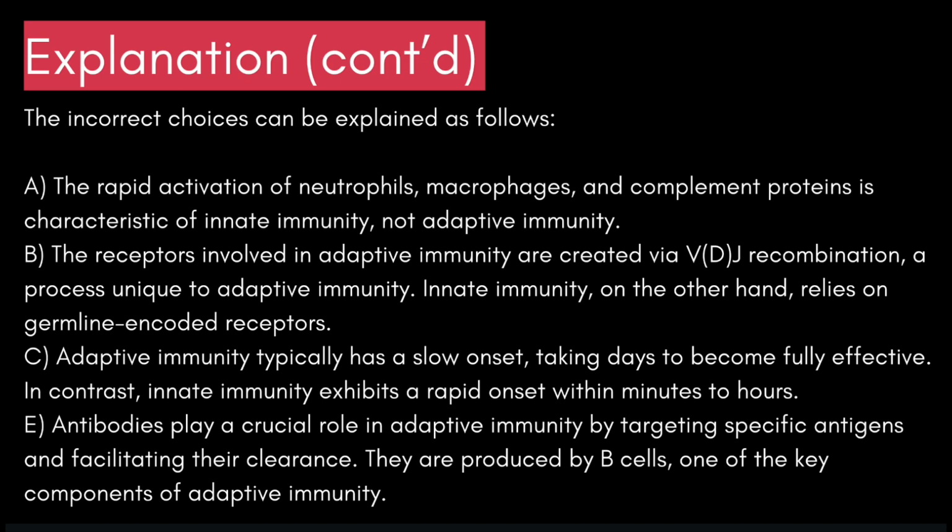Antibodies play a crucial role in adaptive immunity by targeting specific antigens and facilitating their clearance. They are produced by B cells, one of the key components of adaptive immunity.